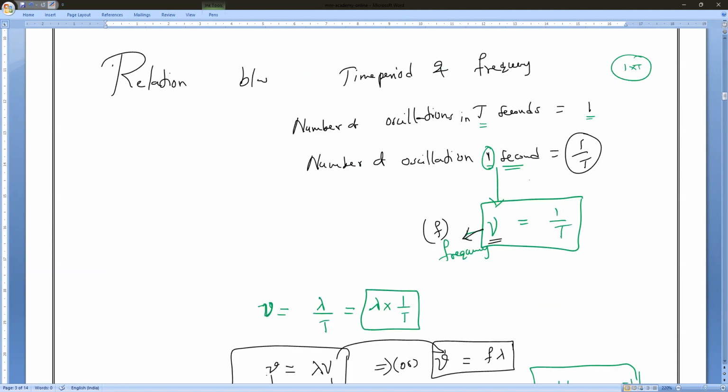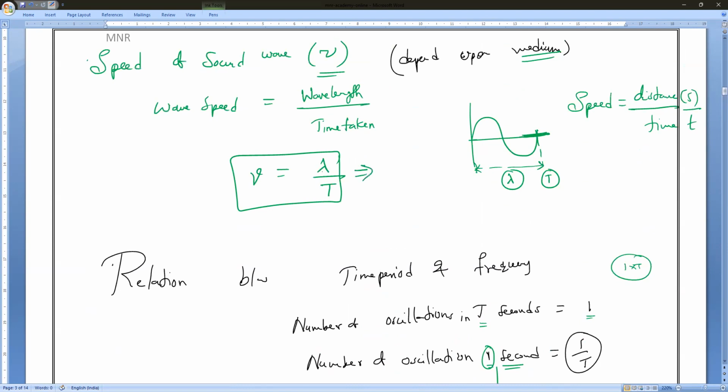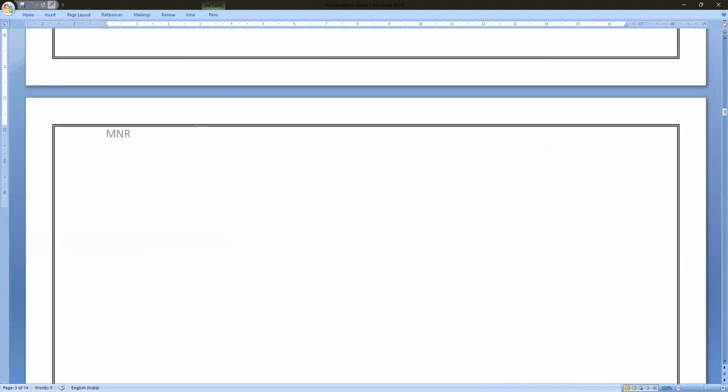So what is the unit of time period? The time period unit is second and the frequency unit is second inverse. That is what we call hertz. Is it okay, guys? All the things you should learn. Time period unit is seconds. Frequency unit is second inverse, which we say is hertz.